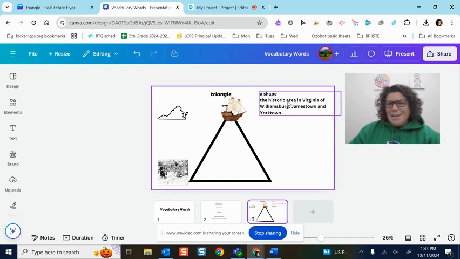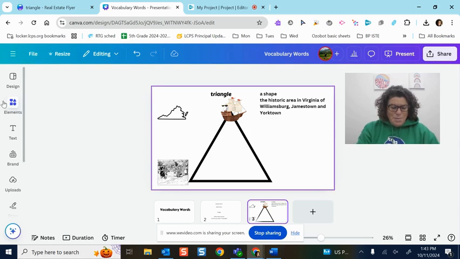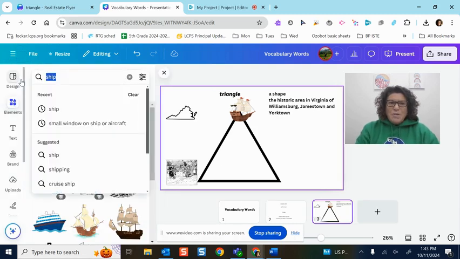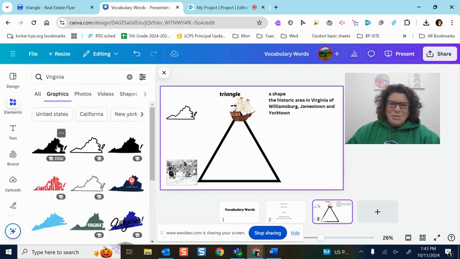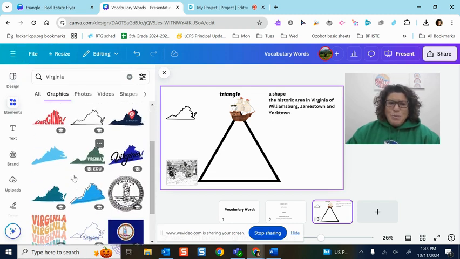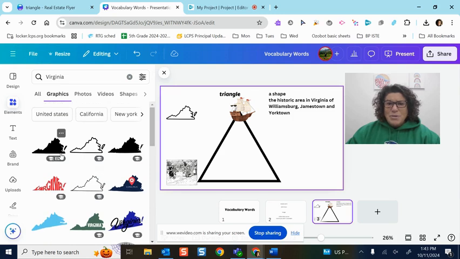I went ahead and added the picture of Virginia. Do you know where to go to get that picture? Oh, that's right. You go over to Elements, you type in the word Virginia, you find the picture you like. There's so many good pictures about Virginia. I'm going to find the one that's the shape of the state, and then I drag it over here.